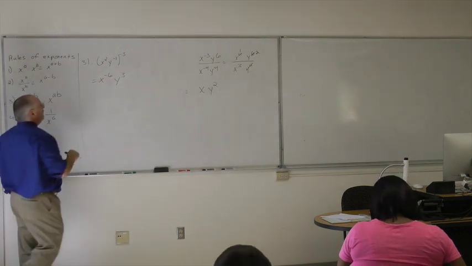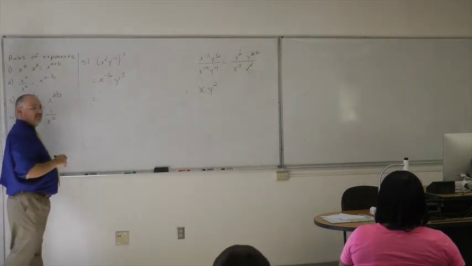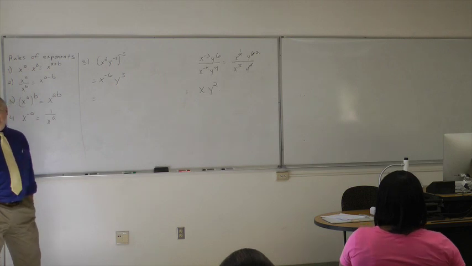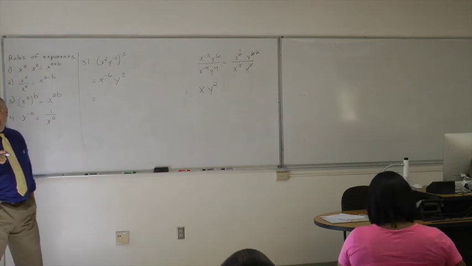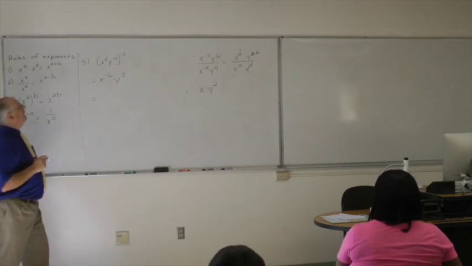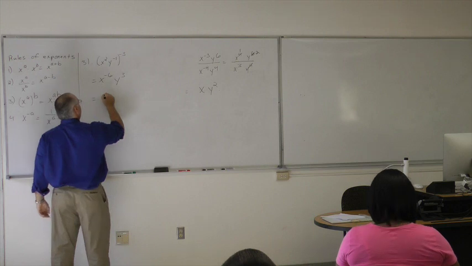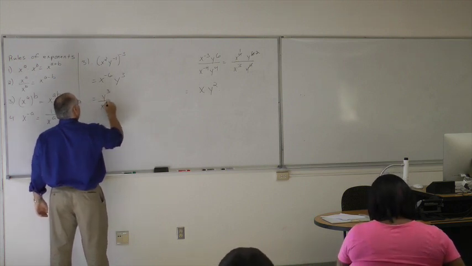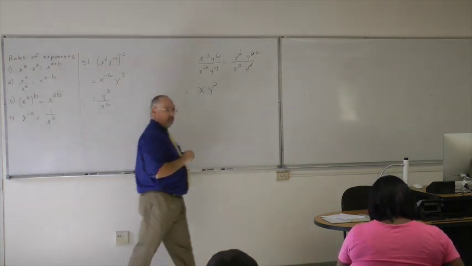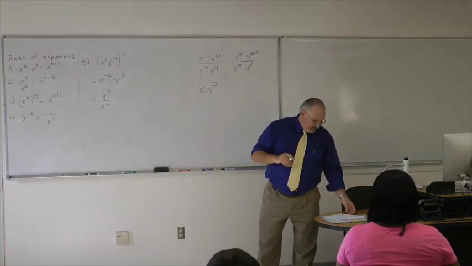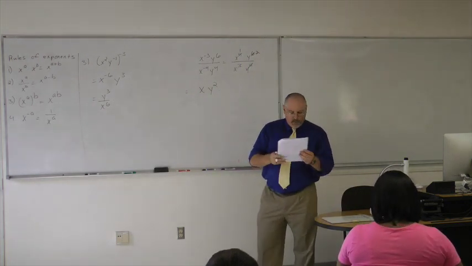Yes. Now what? That's the answer. No, you can't have a negative exponent in your answer. So the x to the negative 6 is going to end up going where? Flipping down. So we get y to the 3rd over x to the 6th. Yeah. Okay. All right.